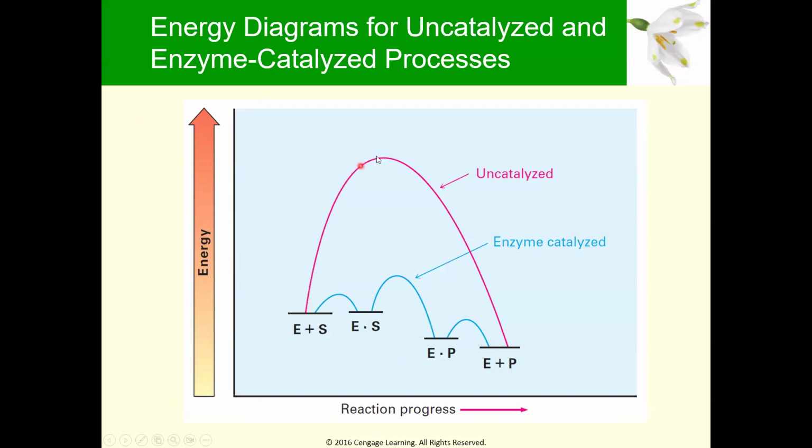So if we have an uncatalyzed reaction, we've got this pink curve to indicate a pretty large activation energy. We'd have to get over that hump to create this product. But with the enzyme catalyzed, it'll go through a different mechanism. It goes through maybe a couple steps. But overall, the activation energies are much lower. So it's much easier, it's faster to transform the substrate into the product that way.